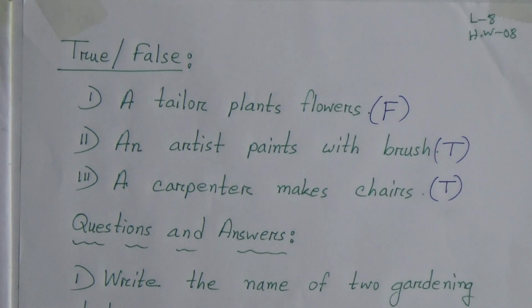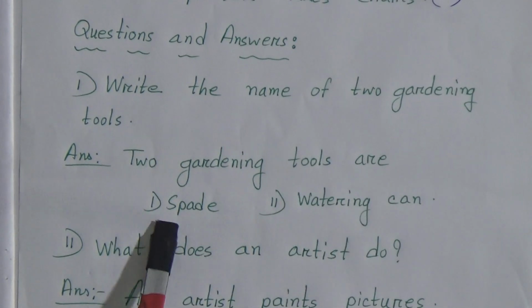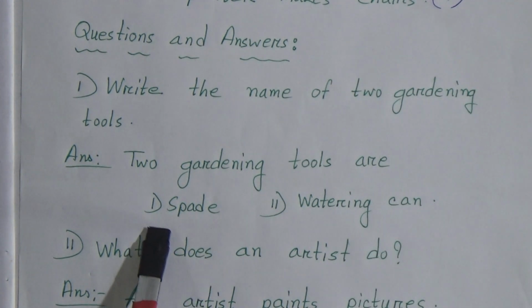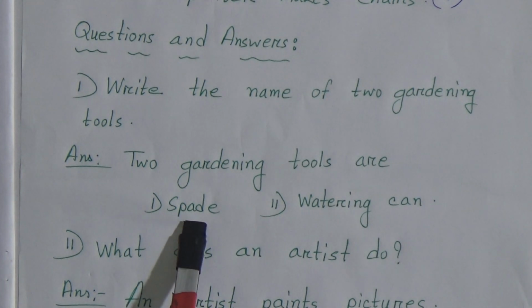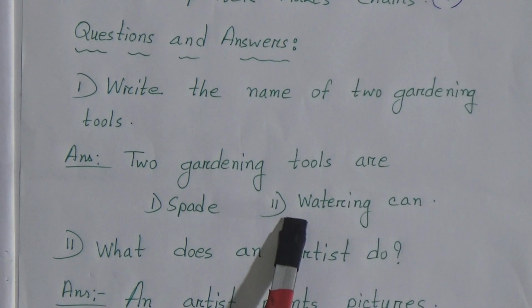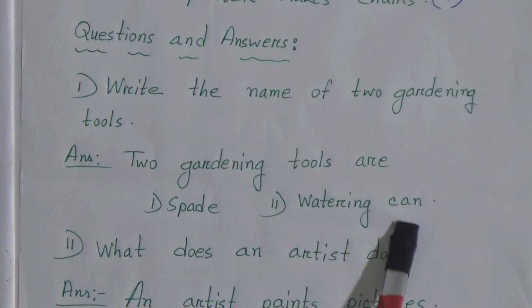First question here is, write the name of 2 gardening tools. Answer is 2 gardening tools are spade, watering can. Spade and watering can. Spade spelling is S-P-A-D-E, spade, and watering can spelling W-A-T-E-R-I-N-G, watering can, C-A-N, can.